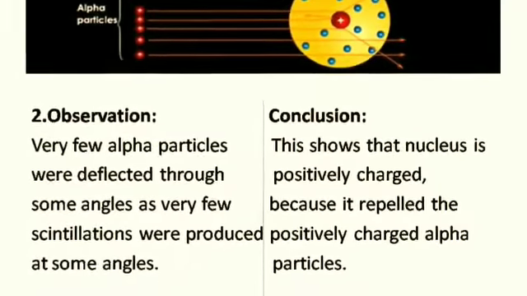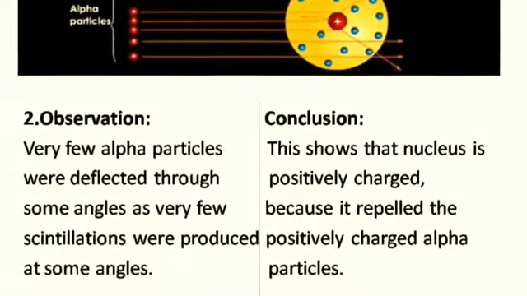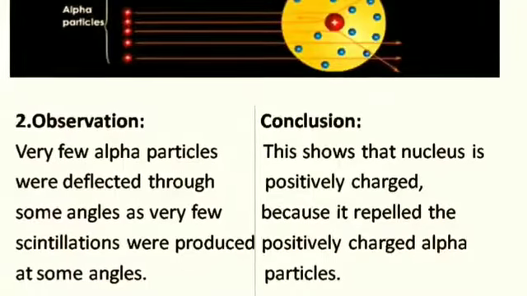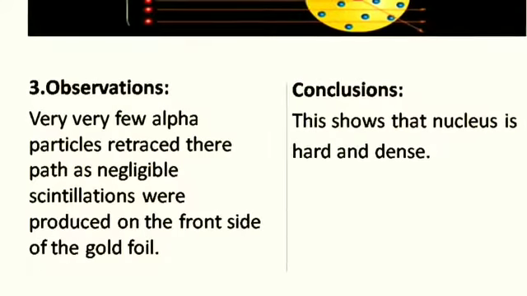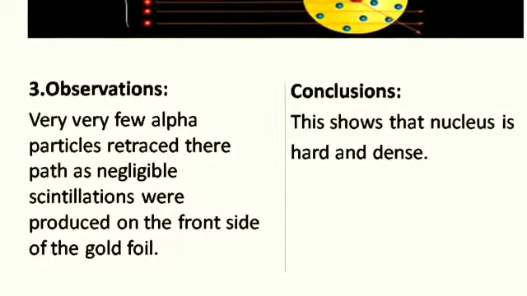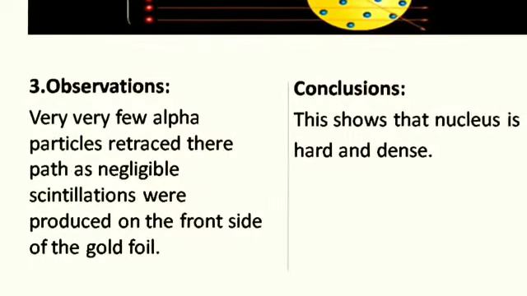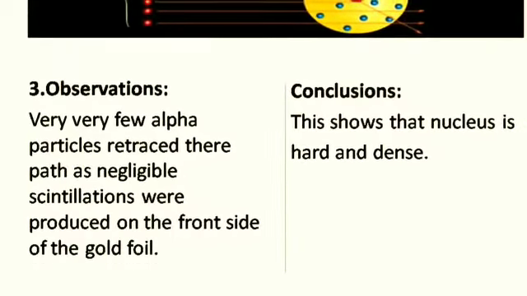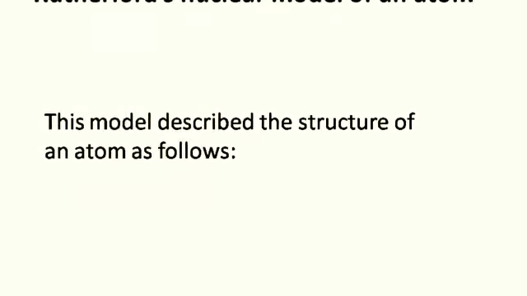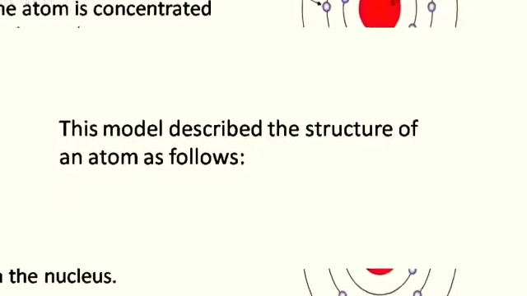Observation 3: very few alpha particles retraced their path as negligible scintillations were produced on the front side. This means that nucleus is hard and dense. This model described the structure of an atom as follows. There is a positively charged core in the center of an atom called nucleus.